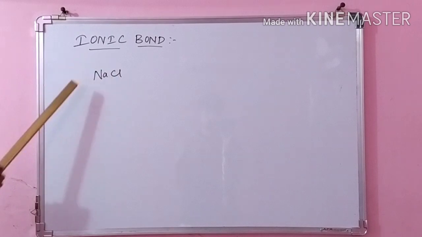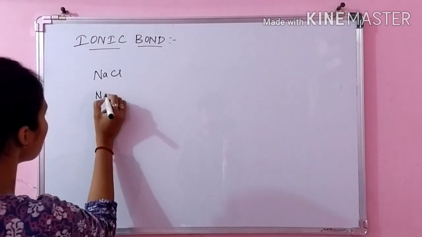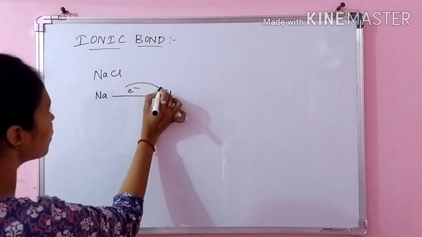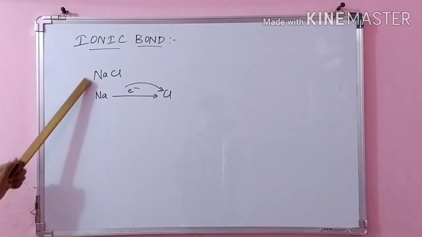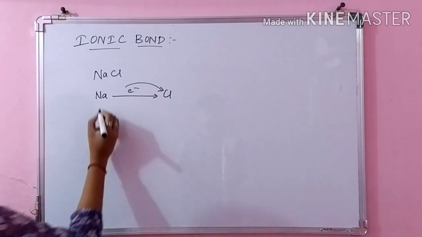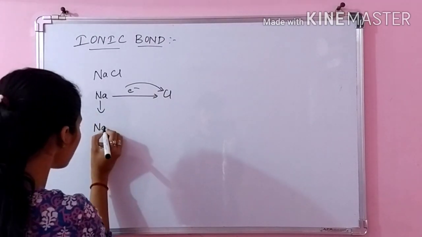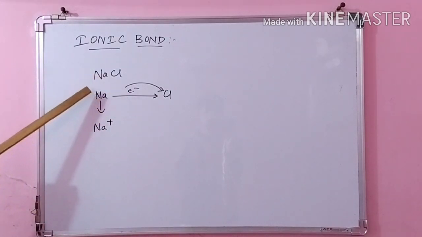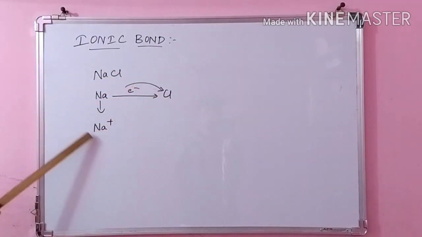So first you know that sodium is a metal. So what it does, it donates an electron. Here since sodium is a metal, it is donating an electron to chlorine. So it gives the electron to chlorine. So what is happening? Since it is donating an electron, it is having positive charge. Sodium is being converted into sodium Na+. So whatever the sodium atom was there, by donating the electron, it is getting converted into sodium ion.